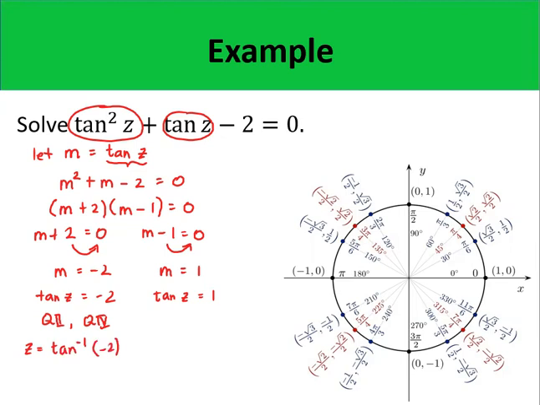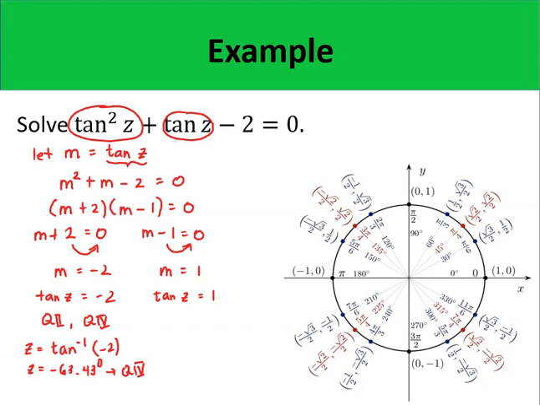negative 2. So using our calculators, make sure that the calculator is in the degree measurement. So we can make use of the inverse tangent of negative 2. And this gives us negative 63.43 degrees. But this z equals negative 63.43 degrees is an angle in quadrant 4.